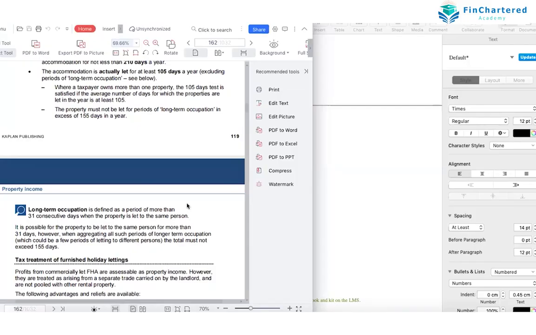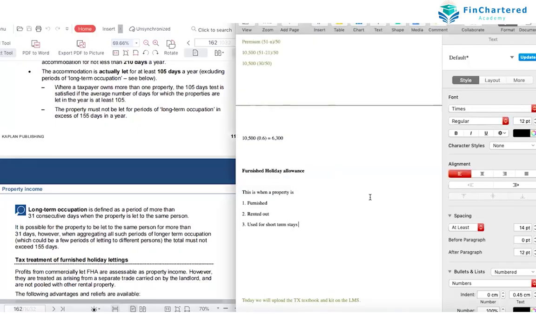Right? So here, what do we have? Again, it needs to be furnished. Say there is a bed, there are sofas, there's kitchen appliances. It is rented out and it must be for short term, but it must be rented out.